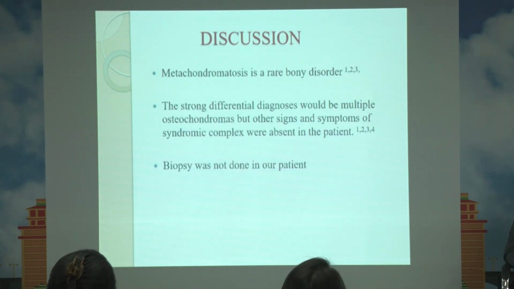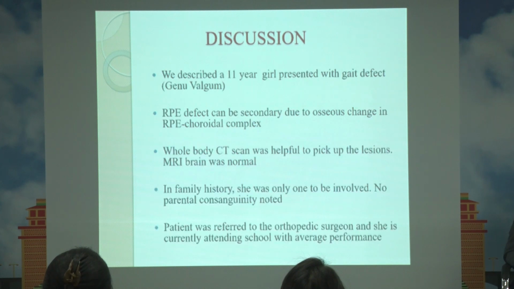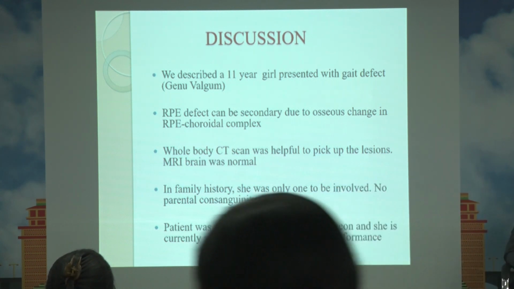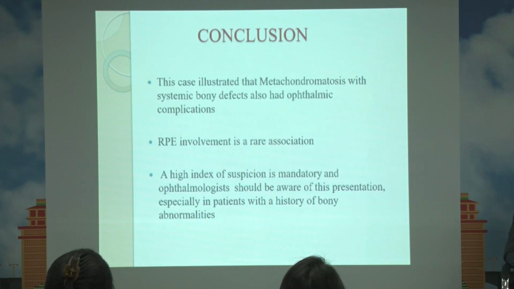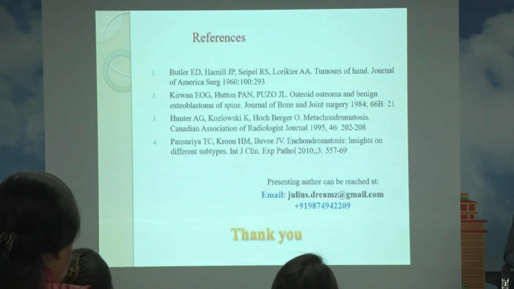The strong differential diagnosis would be multiple osteochondromas, but other signs and symptoms of the syndromic complex were absent in the patient. Biopsy was not done. The whole body CT scan was helpful to pick up the lesions, and in the family history, she was the only one involved. No parental consanguinity was noted, and the patient was referred to the orthopedic surgeon. She is currently attending school with average performance. Thank you. My references. Thank you.